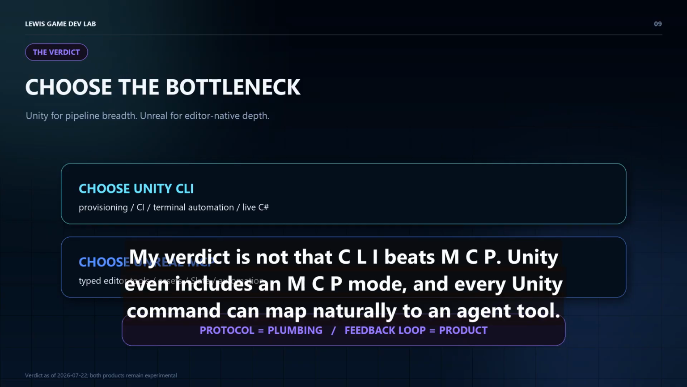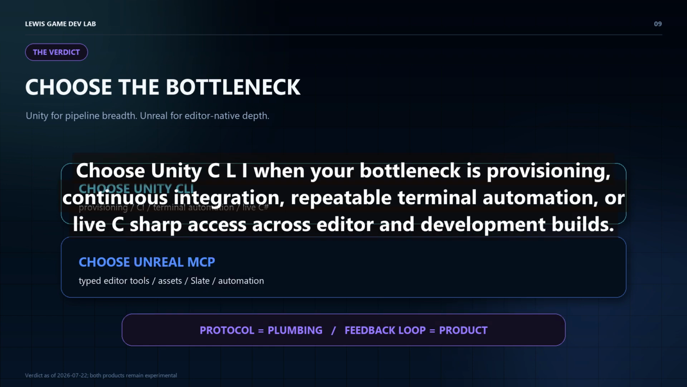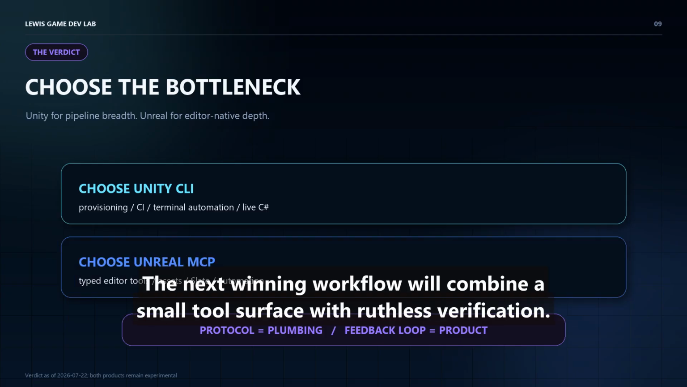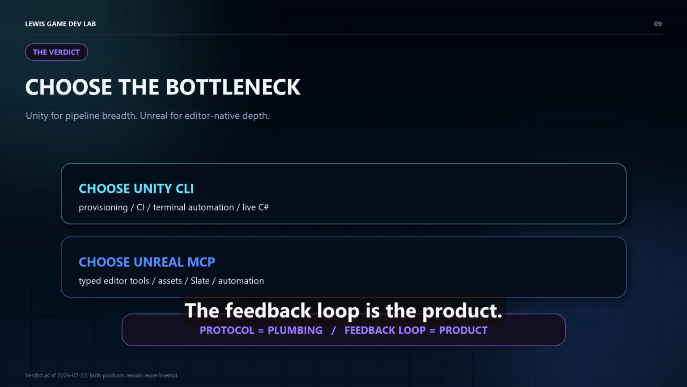My verdict is not that CLI beats MCP. Unity even includes an MCP mode, and every Unity command can map naturally to an agent tool. Choose Unity CLI when your bottleneck is provisioning, continuous integration, repeatable terminal automation, or live C# access across editor and development builds. Choose Unreal 5.8 MCP when your bottleneck is deep editor control through discoverable typed tools, especially actors, assets, materials, Slate, and automation. The next winning workflow will combine a small tool surface with ruthless verification. The protocol is plumbing. The feedback loop is the product.